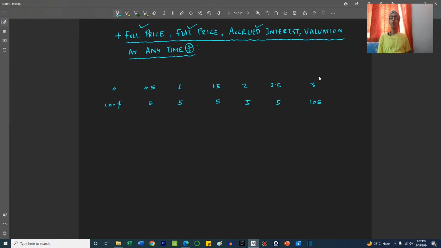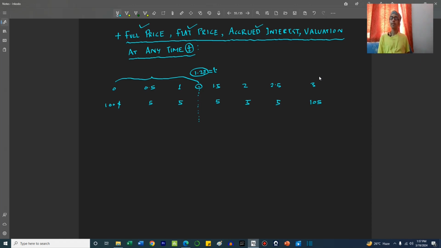Now let's say we are looking to value this bond at some time which is 1 year 3 months. So 1 year has passed and plus another 3 months has passed. So 1.25. This is the time where we want to value, right? How do we value it? Now to value this, we have to first understand something called the accrued interest.